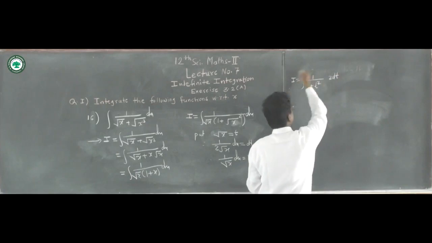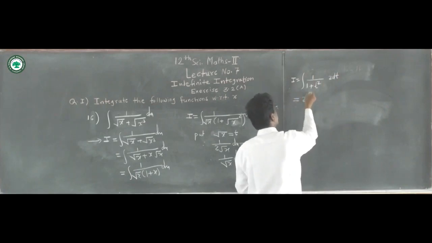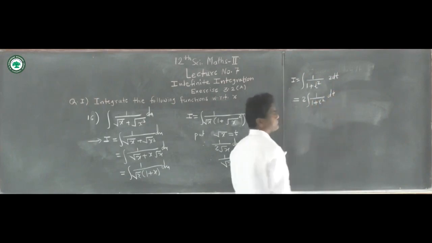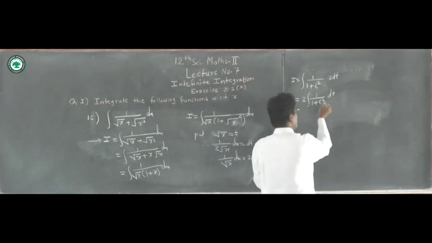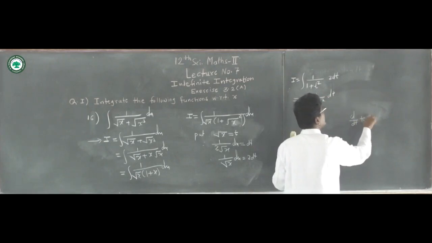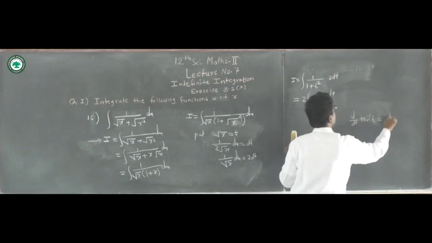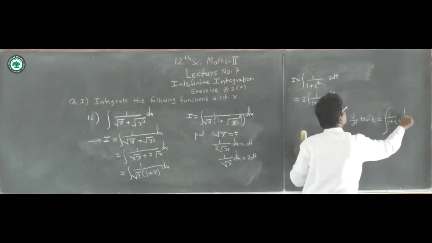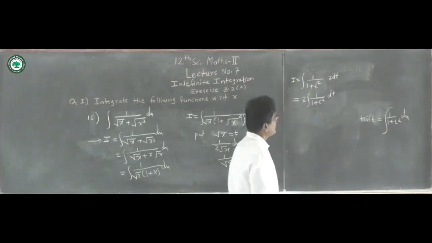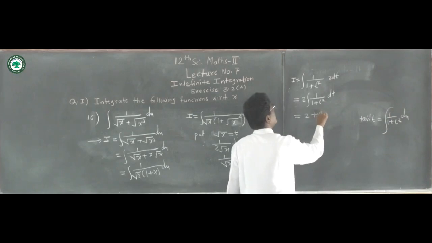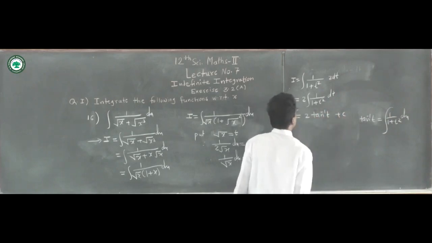Now this 2 is constant, take it outside the integral, so it is equal to 2 into the integration of 1 upon 1 plus t square dt. And now 1 upon 1 plus t square is the derivative of tan inverse of t. So the integration of 1 upon 1 plus t square is tan inverse of t. So 2 times tan inverse of t plus constant of integration.